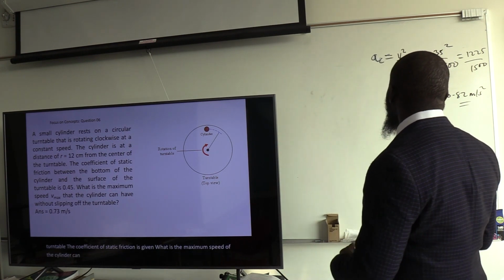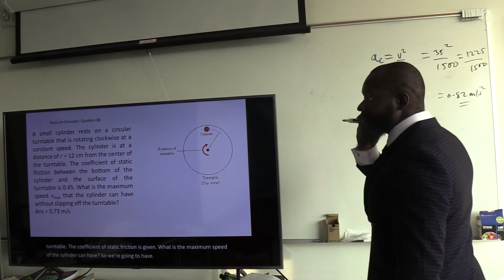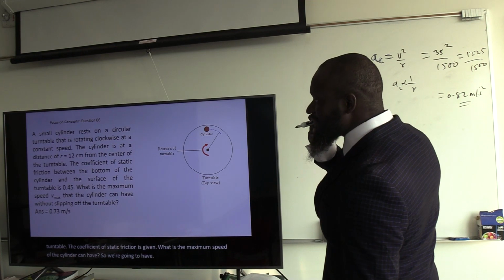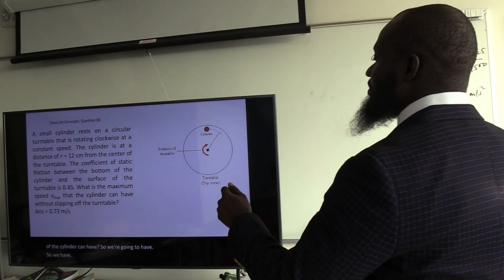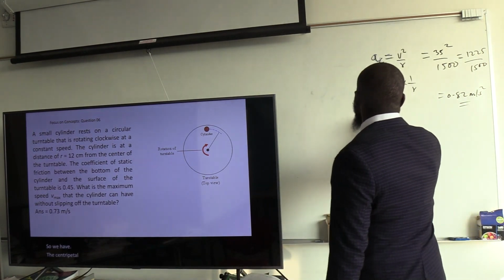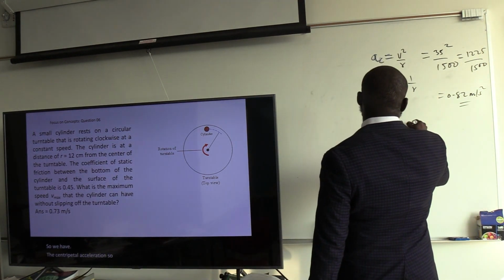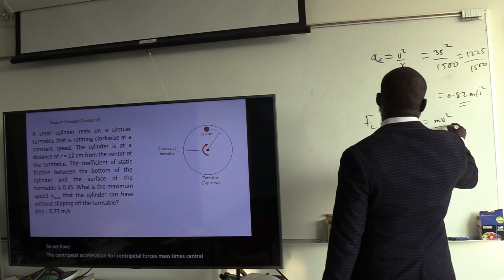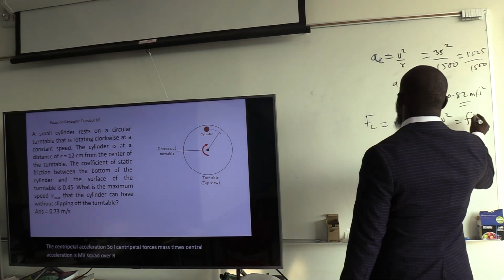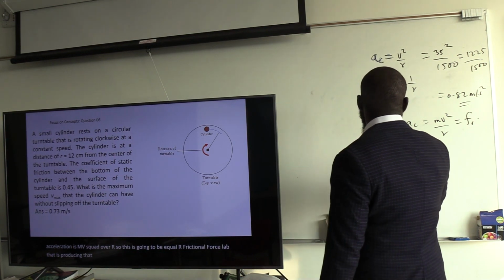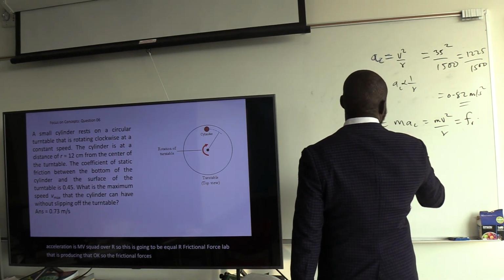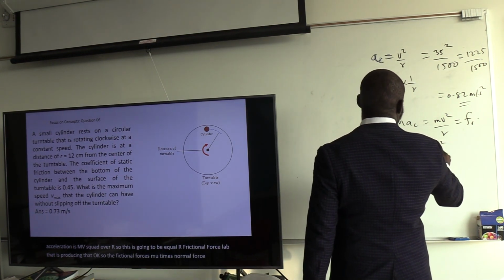So we're going to have the centripetal acceleration. Our centripetal force is mass times centripetal acceleration, mv squared over r. This is going to be equal to our frictional force that is producing it. The frictional force is mu times normal force, so mu times normal force is mv squared over r.